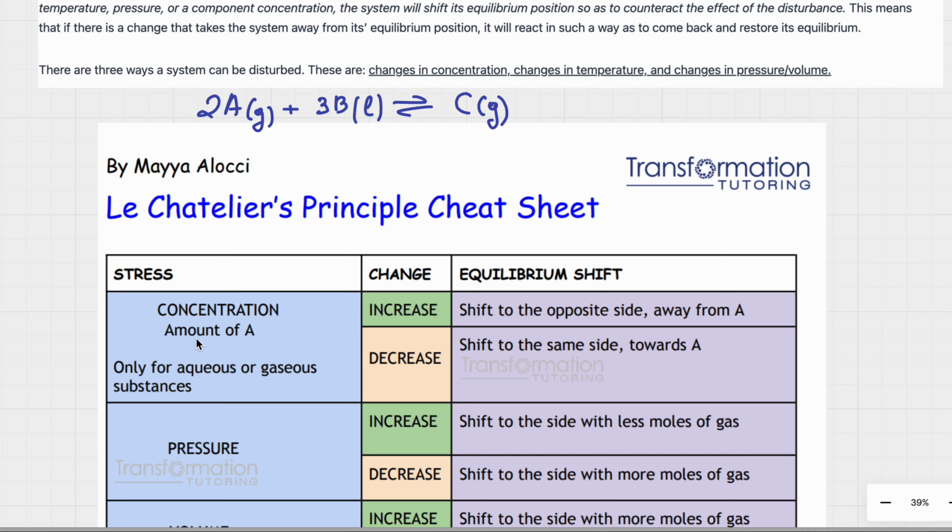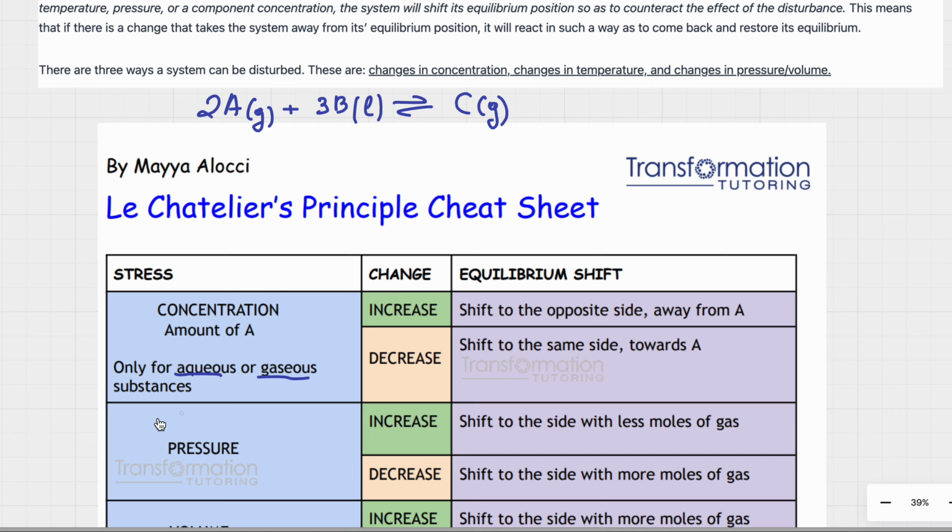Now, it is really important to note that this is applicable only to aqueous and gaseous substances. So for example, if you see L, which stands for liquid, or if you see S, which stands for solid in your equation, adding or decreasing the amount of those substances will not shift the equilibrium. So this is only for gases if we see G, or aqueous substances if we see AQ.